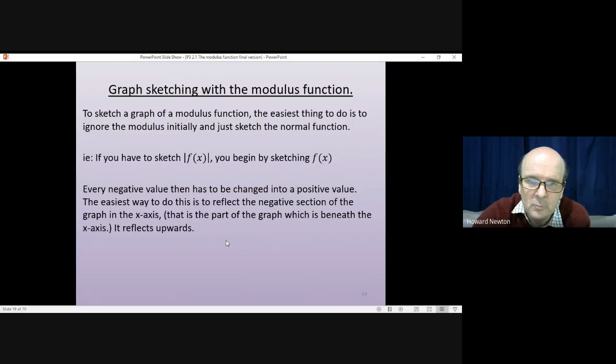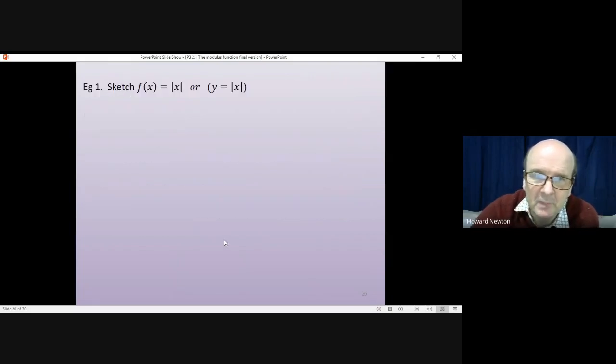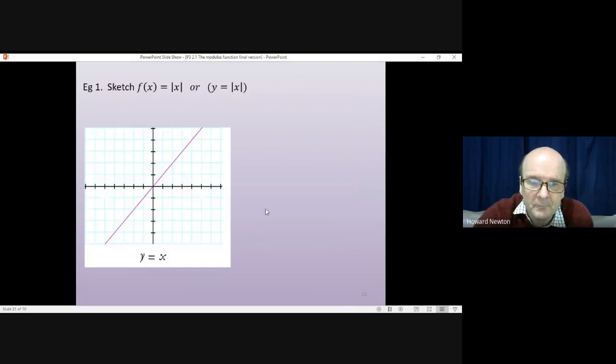that reflects upwards. So for example, if you just had to sketch f of x is equal to the modulus of x, or y is equal to the modulus of x, just so you know, I will probably use f of x and y interchangeably. There's a small distinction between the two of them, but for 99% of work at A-level, if you say f of x, if you say y, it really does just mean the same thing. Two different ways of looking at the same thing.